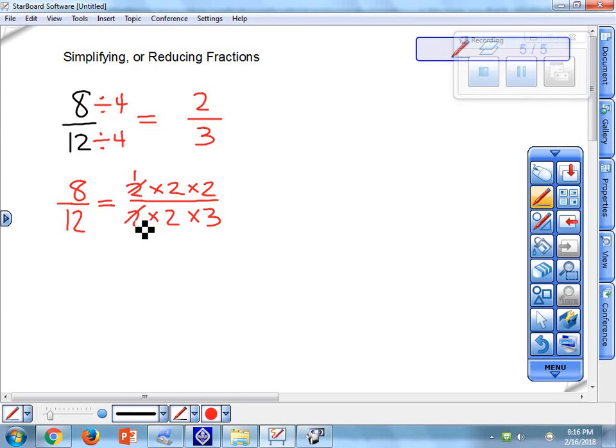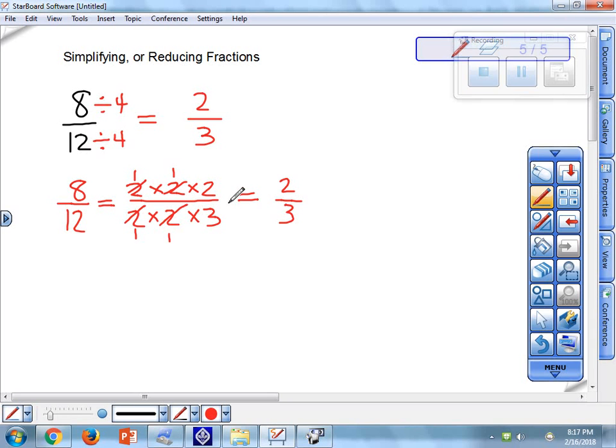That leaves a 1 and a 1 when I divide that out. And I divide out a 2 here and here. We call this canceling common factors, and it leaves behind 1 times 1 times 2 is 2. 1 times 1 times 3 is 3. And I can reduce that fraction 8/12 to 2/3 by going ahead and canceling common factors.